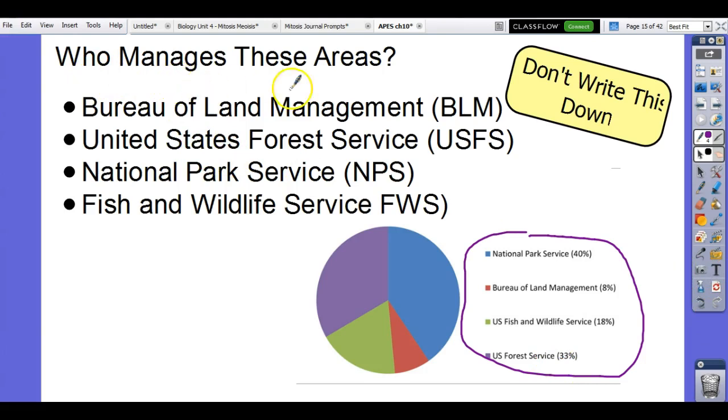So who manages the areas? Bureau of Land Management, United States Forest Service, National Park Service, Fish and Wildlife Service. Again, these are all government run. You can see the National Park Service is the majority of those areas.